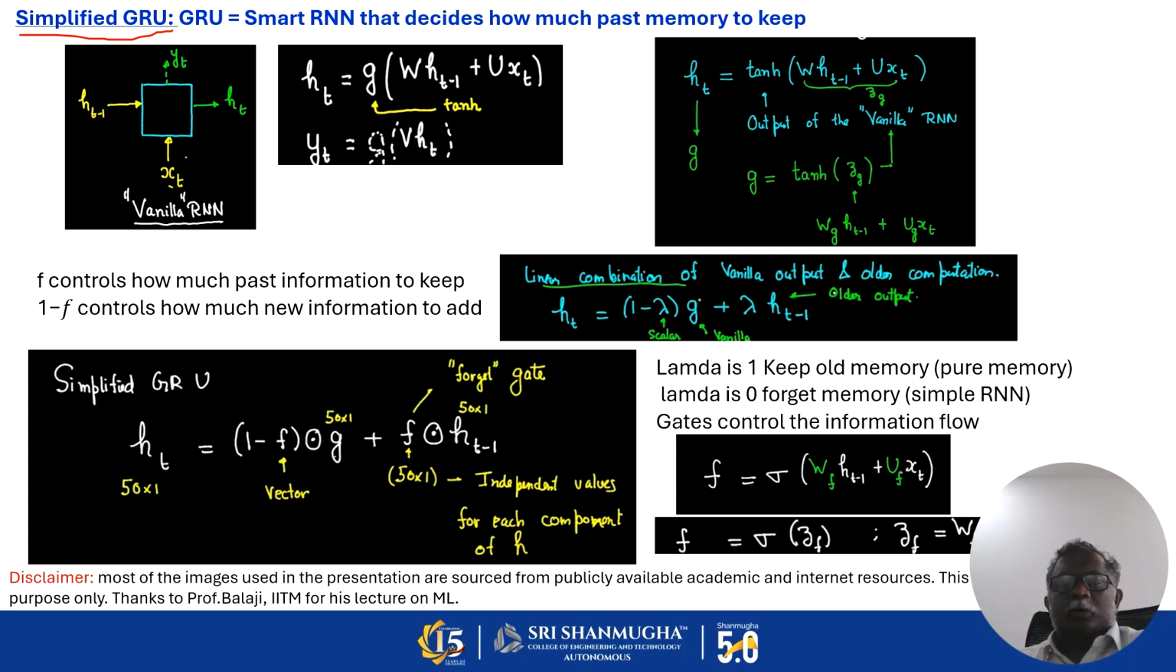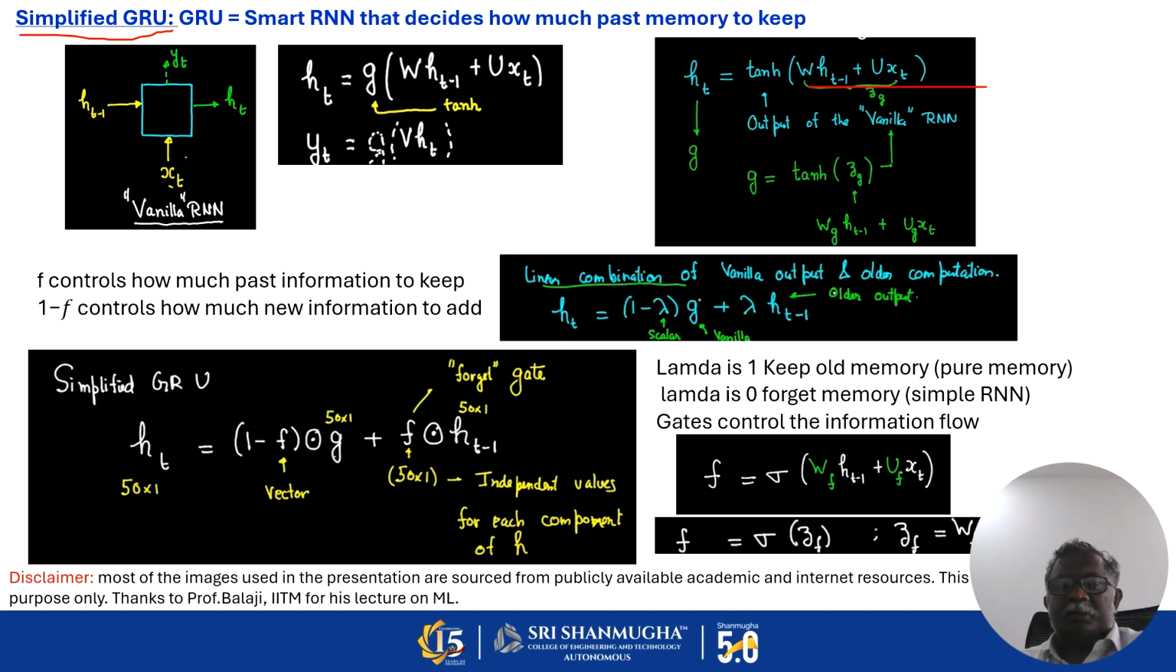So how is it happening? This is our normal way to calculate HT. There is an activation function, tanh, and we already discussed this. This is a linear combination of the vectors. So I can write this in terms of g.